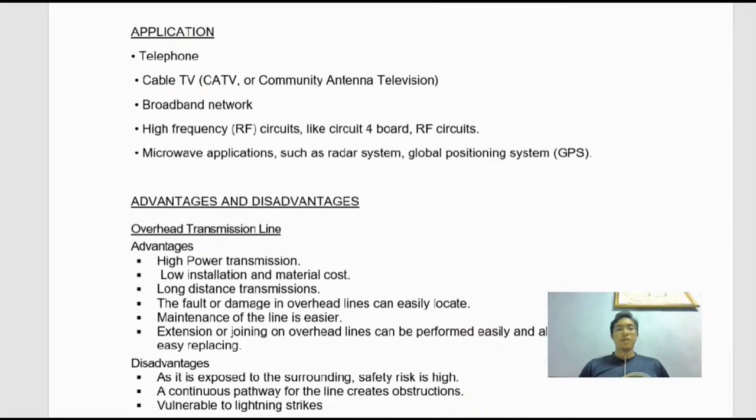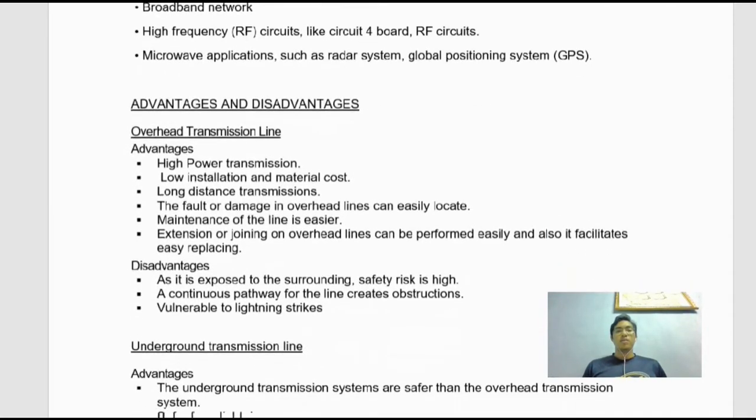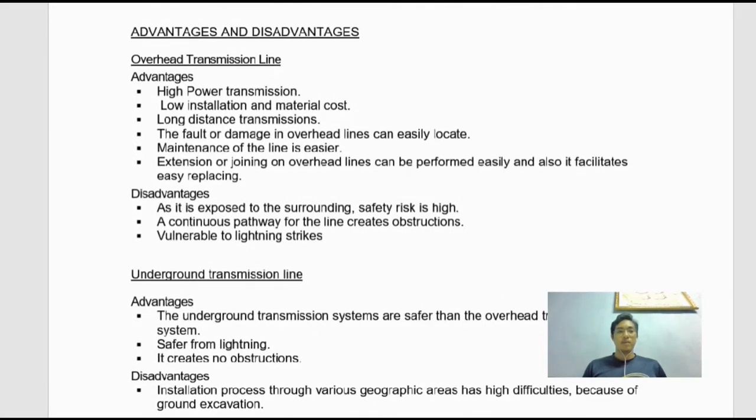For the applications, the transmission line is used for telephone, for cable TV, CATV or community antenna television. Then the transmission line is also used for broadband networks. After that, it is also used in high-frequency circuits like printed circuit board RF circuits, and in microwave applications such as radar systems and the global positioning system, or GPS.